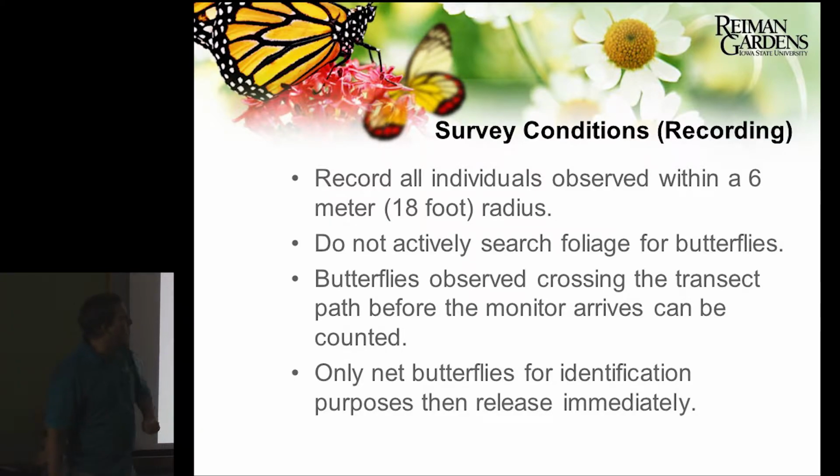As you're walking along, and if a butterfly crosses your path right before you get there, we don't want you to speed up to get it into your survey route. If you're going to be there in just a moment, it's okay to just count that butterfly and then keep working your area. Don't purposely speed up to get it within your 6 meters. You'll be there in just a moment anyways. Count it as part of that.